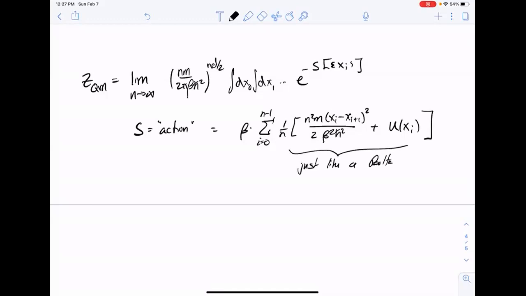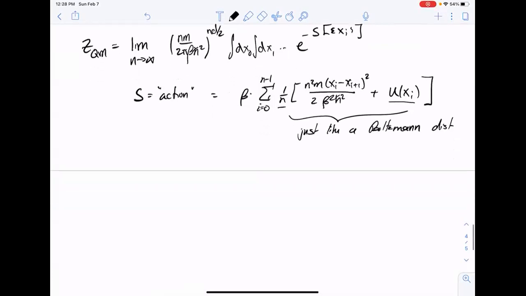The whole thing looks like a Boltzmann distribution over an extra set of variables with a new effective energy, which is the original potential evaluated at each one of those points divided by the number of these Trotter factors. And in addition, there's a harmonic potential between each one of these slices, a restoring force in this abstract slicing of space that acts like a little spring with a constant that depends on temperature, the mass of the particle, and h bar.